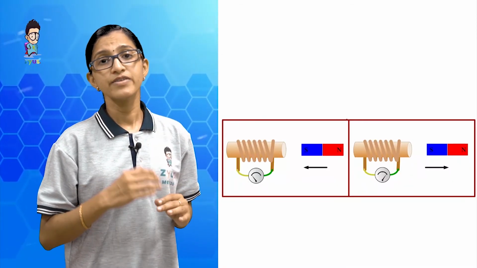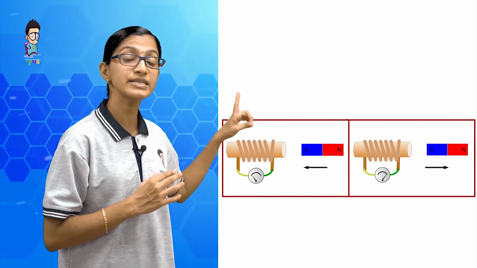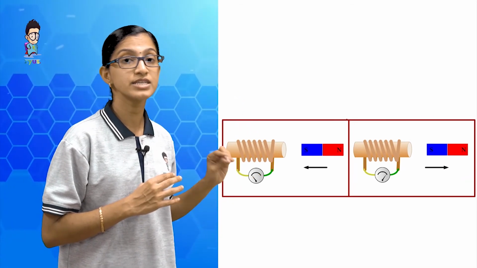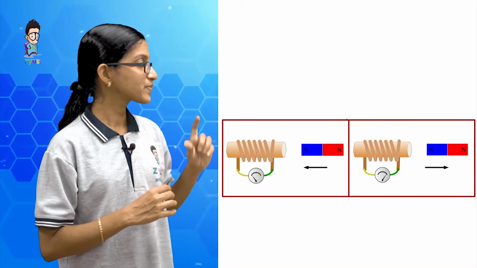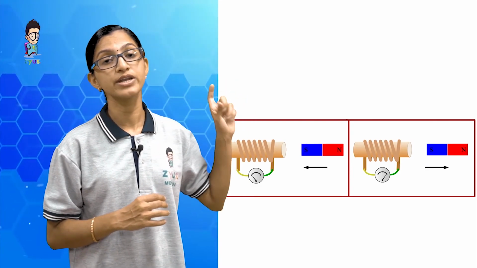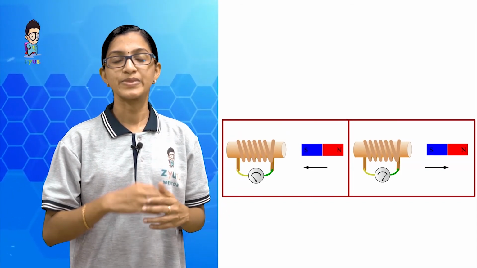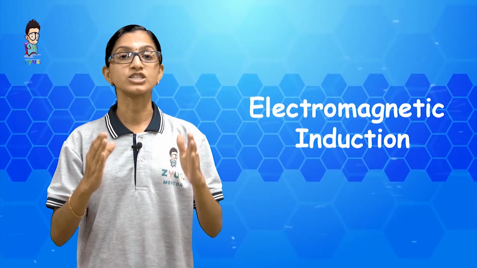So here we can say that when there is a relative motion between a magnet and the solenoid, a current is induced in the circuit, right? When there is a relative motion between the magnet and the solenoid, there is an EMF induced in the circuit. This is called electromagnetic induction. That is, whenever the magnetic flux linked with a conductor changes, an EMF is induced in the circuit. This phenomenon is called electromagnetic induction.